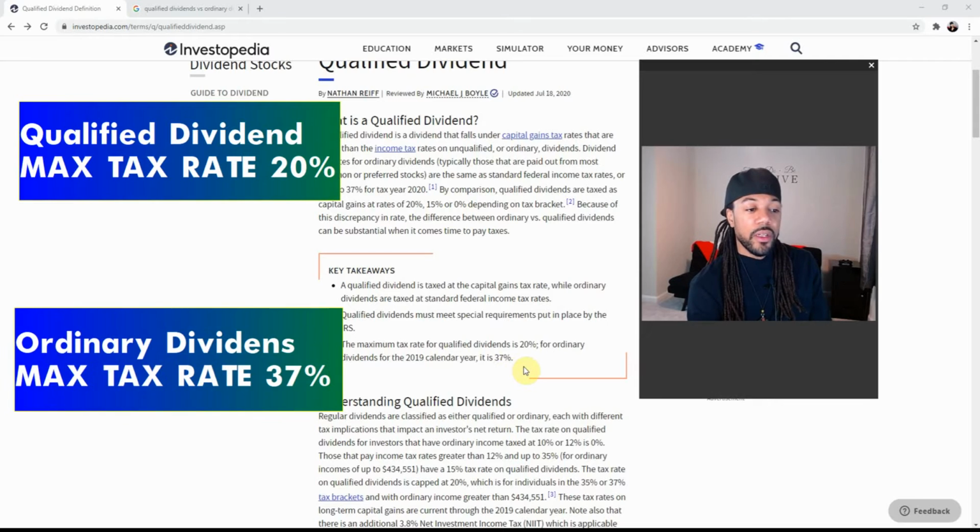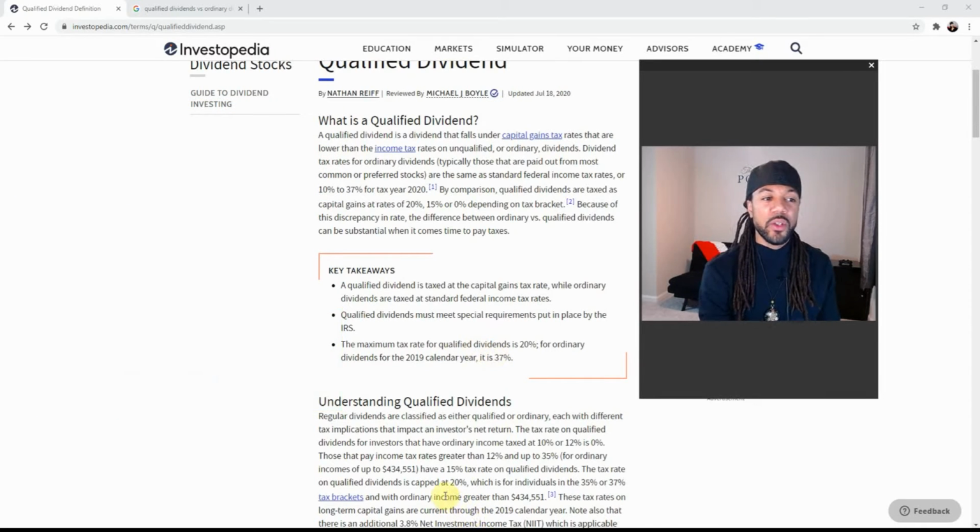For ordinary dividends, in the 2019 calendar year, it was 37%. You guys are probably like, so what's an ordinary dividend? Ordinary dividends are those dividends that are made by people that are swing trading, and they just so happen to catch it when the company was going to be issuing dividends. It won't be qualified as a long-term investment.